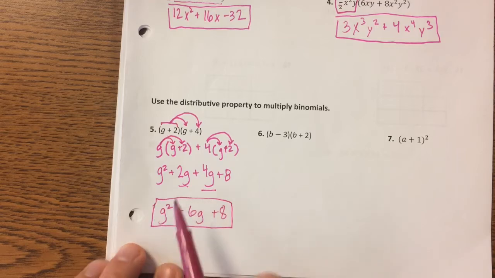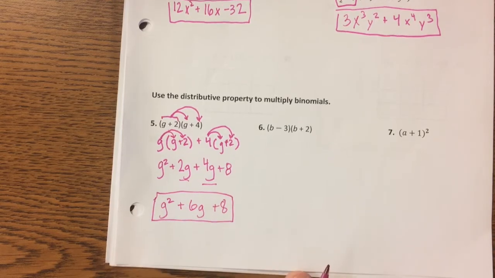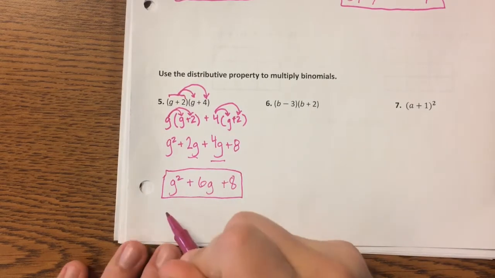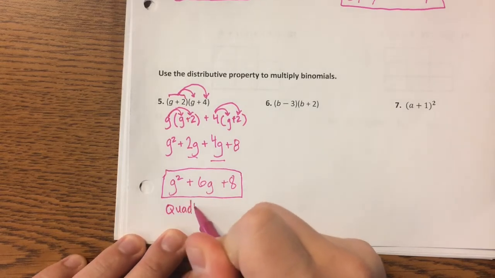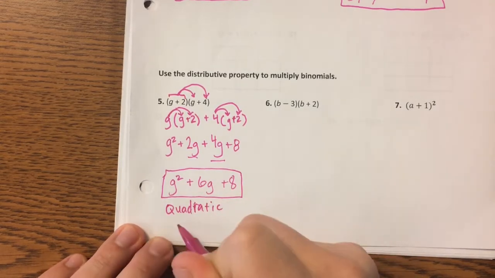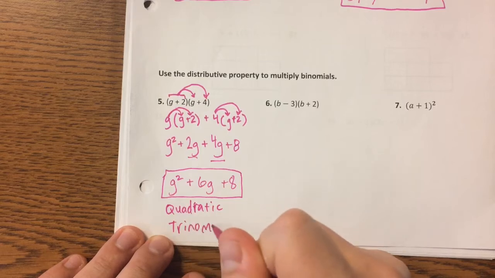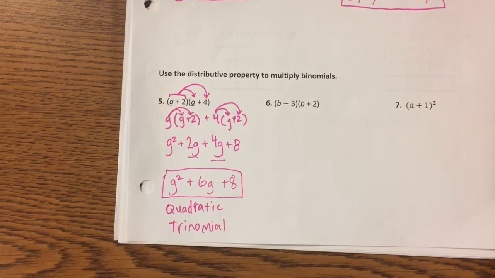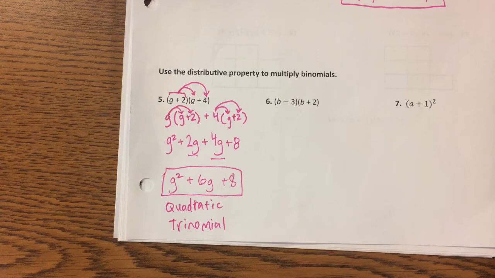And so my result here, which will be a pretty common result, is a quadratic trinomial. It's quadratic because the degree is 2, trinomial because there are 3 terms.